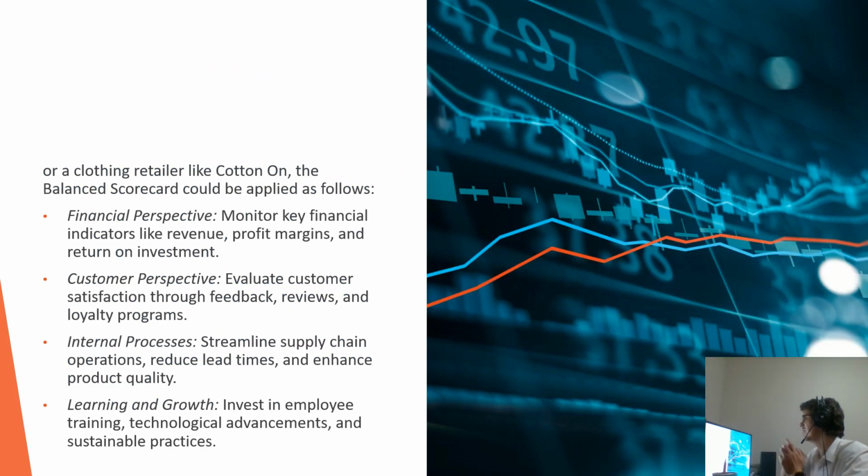Okay, so for a clothing retailer, you've got to look at things like monitoring key indicators. This is the how. I made sure you know how. Your profit margins, your return on investment. With customers, look at the satisfaction through feedback, look at reviews, look at loyalty programs. For internal process, you've got to look at your supply chain. You've got to reduce lead times between the various stages. What do your productivity and quality look like?